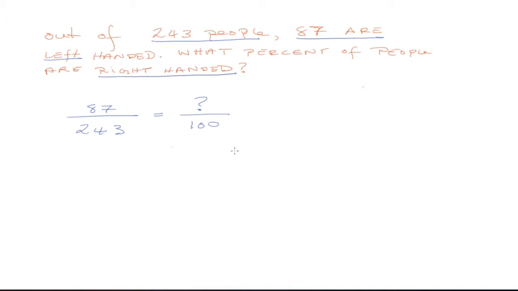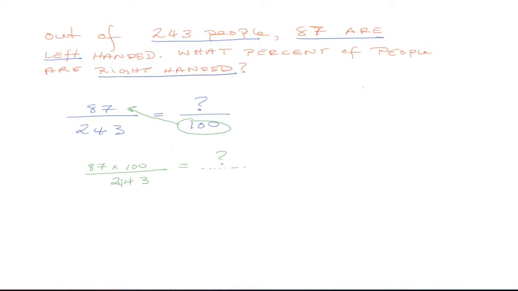We cross multiply by bringing the bottom number over here above the equal sign up next to the 87 and we multiply. So what we get is 87 times 100 divided by 243 equals our question mark. There used to be a 100 in the bottom here, but it moved over, so I'm going to erase it.